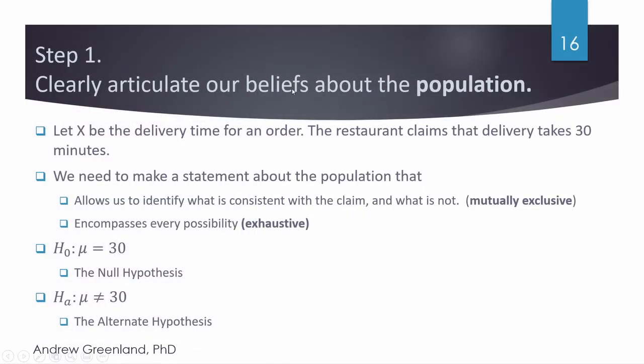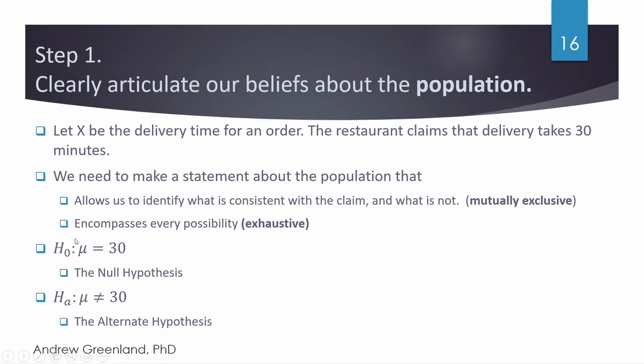Our first step here is to clearly articulate our beliefs about the population. And the population here should be the population that is generating the travel time for them to deliver the food to my place. So when the restaurant tells me it takes them 30 minutes on average, that is a statement about the population, the true value that the restaurant knows for all deliveries. And so we need to be able to write a statement out that's going to break out the set of possibilities for the restaurant here that would allow us to find the set of data that is consistent with their claim and some things that are inconsistent with that claim.